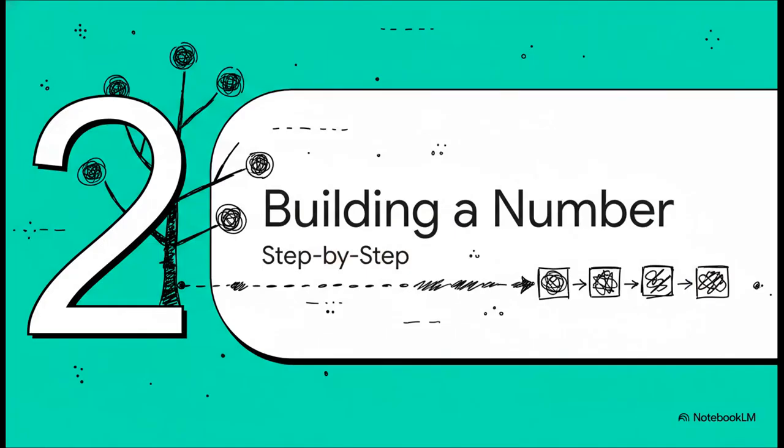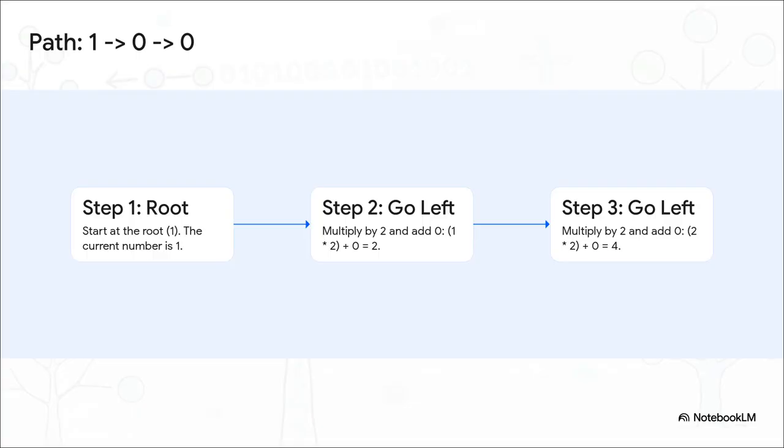All right, let's put that rule into action. We're going to take a walk down the very first path and see exactly how we can build a number one step at a time. Okay, let's trace this leftmost path together. It goes 1, then 0, then 0. We start at the root, which is a 1, so our number so far is just 1.